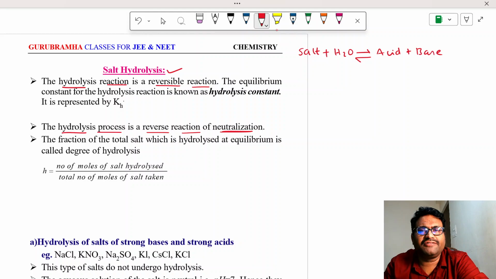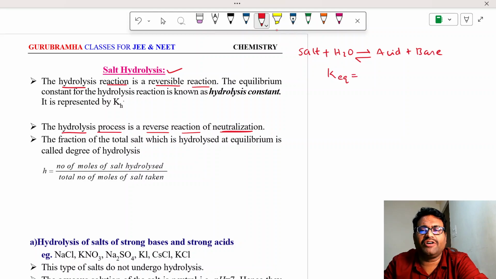Reversible reaction means, what is the destiny of this reversible reaction? After a certain time, the reaction attains equilibrium. When it attains equilibrium, what do we write? We write the equilibrium constant. For whom is the equilibrium constant written? It is written for a reversible reaction which is at equilibrium. So let us write the equilibrium constant, Kc.